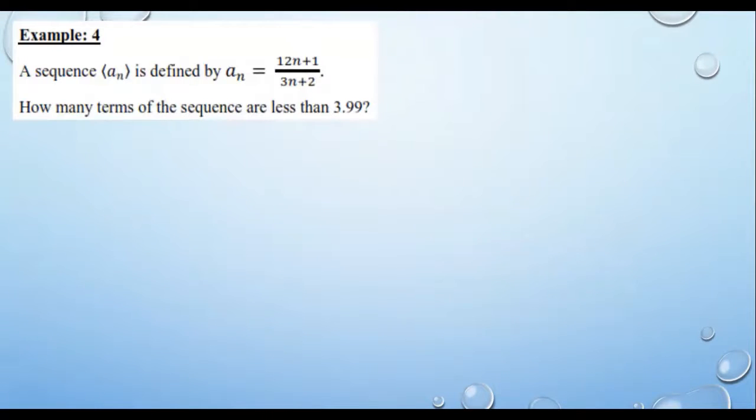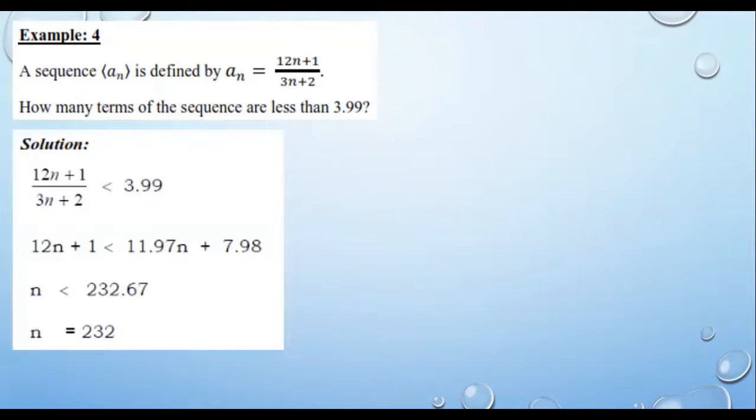Example 4. A sequence is defined by a_n equals 12n plus 1 over 3n plus 2. It says how many times the sequence terms are less than 3.99. So this is how you will solve this question. You put a_n less than 3.99, right? So you have to solve for n here. And you can see 12n in the numerator, and 3n in the denominator. You have to bring both the n's together.